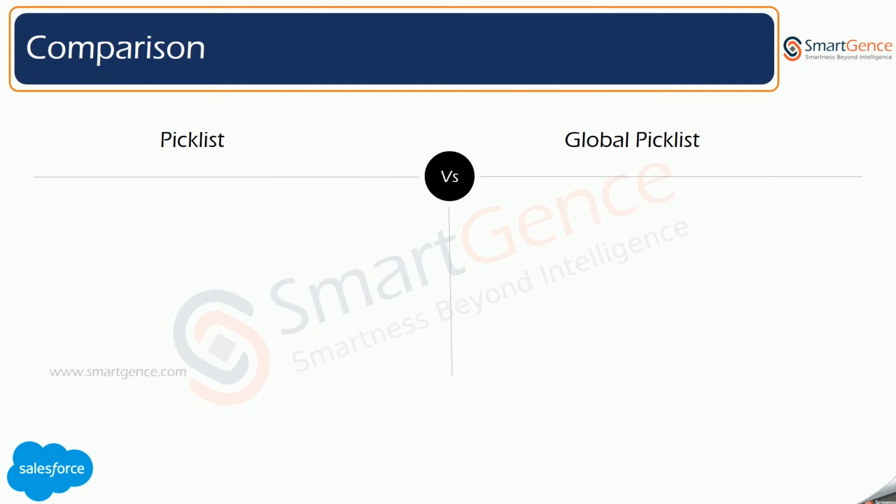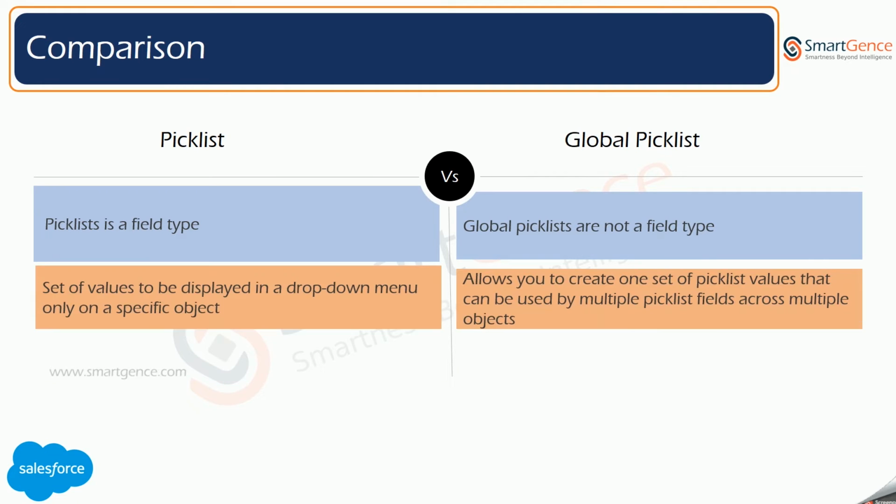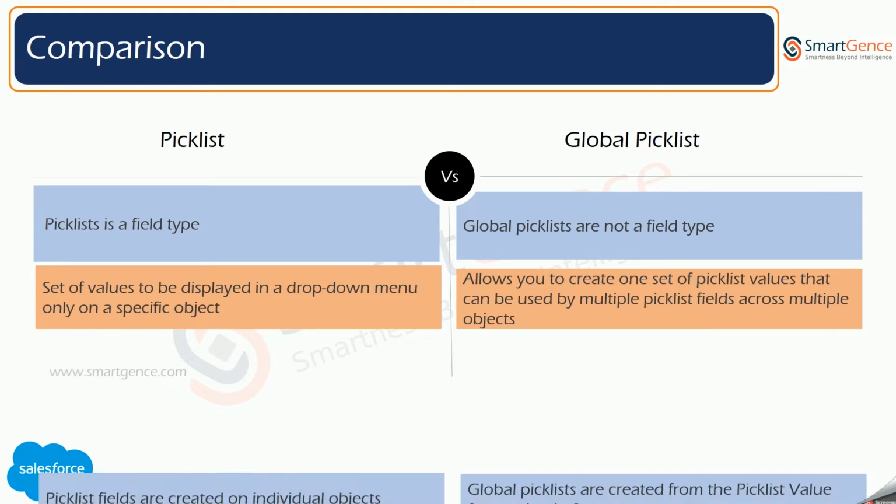So, comparison between picklist and global picklist. Firstly, picklist is a field type, whereas global picklist is not a field type. And the picklist is a set of values to be displayed in a drop-down menu only on a specific object and only on that particular field. Whereas global picklist values allow us to create a set of picklist values that can be used by multiple fields across multiple objects, as we have just seen.